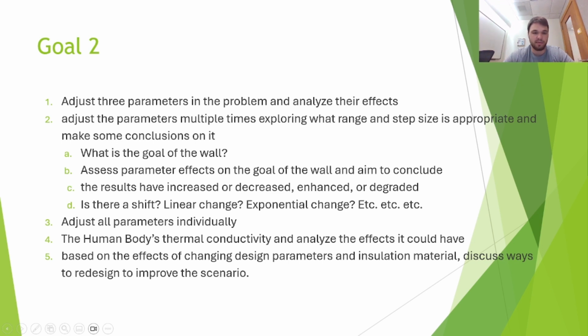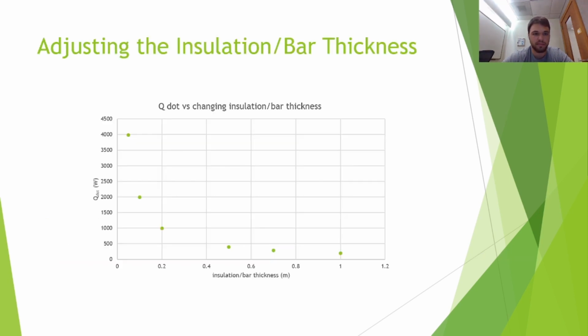3 different examples with 3 different changing parameters from the same problem. And we're going to go through the human body's thermal conductivity. This is something I found online. I thought it was a cool thing to use instead of the insulation that we are normally using. And then we're going to talk about the ways that this can be a perfect system. We can make it a whole heck of a lot better than what it currently is.